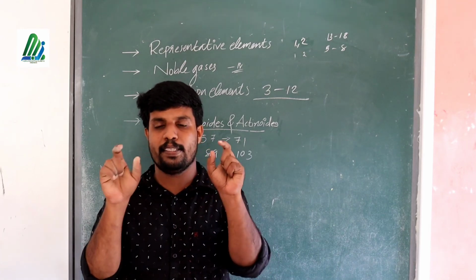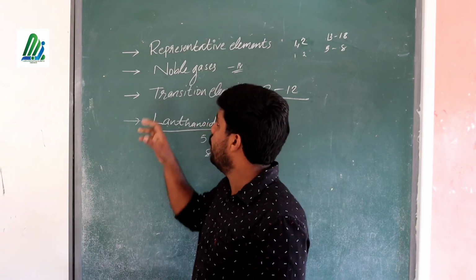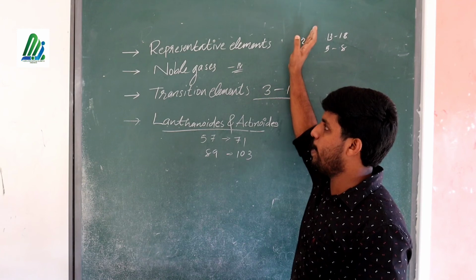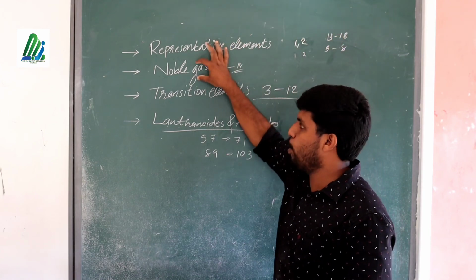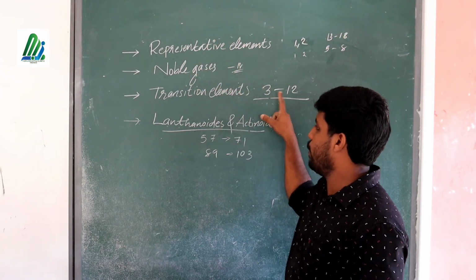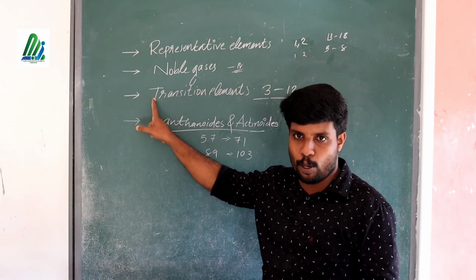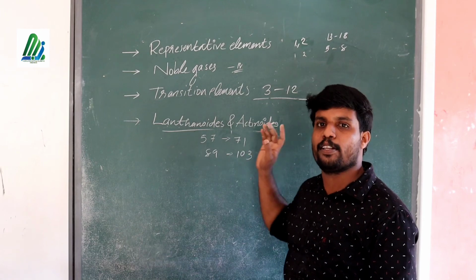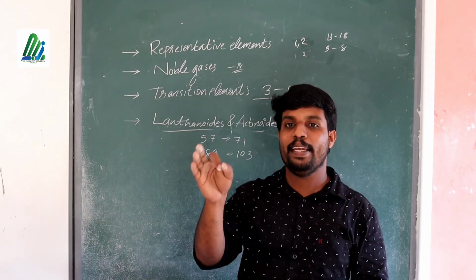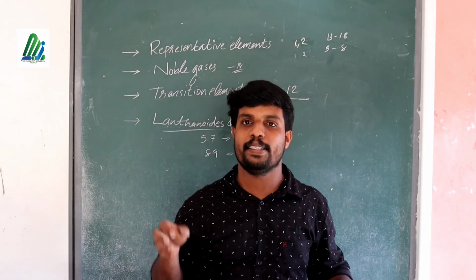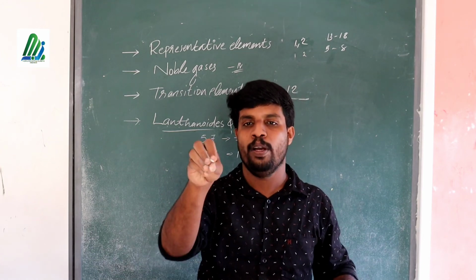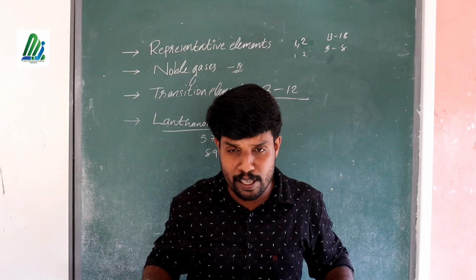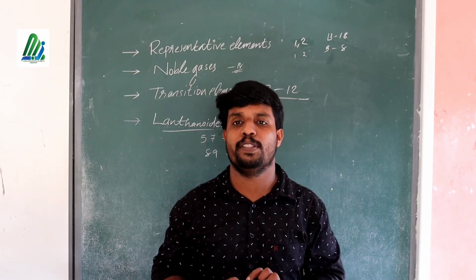Okay students, these are the simple topics related to this chapter. Groups 1, 2 and 13 to 18 are known as representative elements. The 18th group is known as noble gases. Groups 3 to 12 are known as transition elements or transition metals. Then lanthanoids and actinoids, commonly known as inner transition elements. Up to here, you should study well and prepare a note of this area.